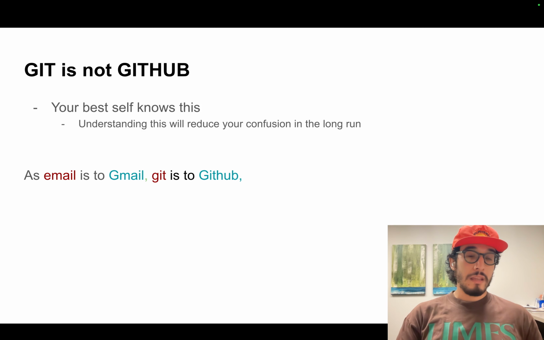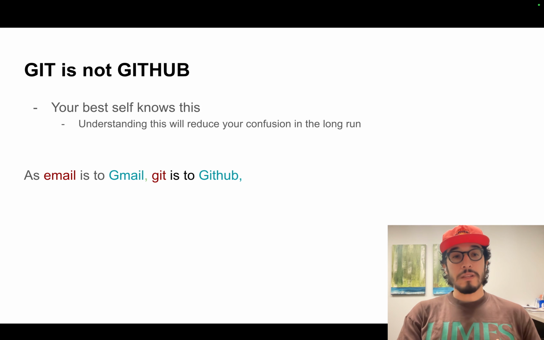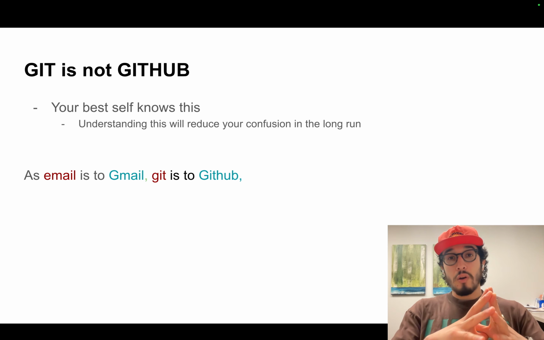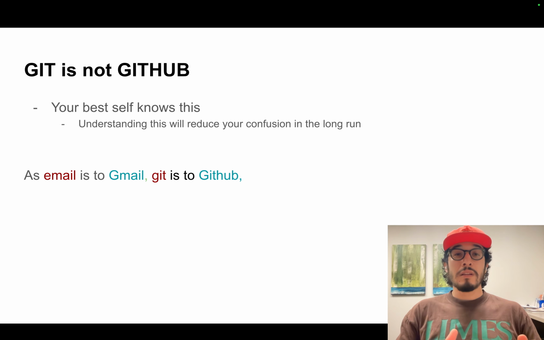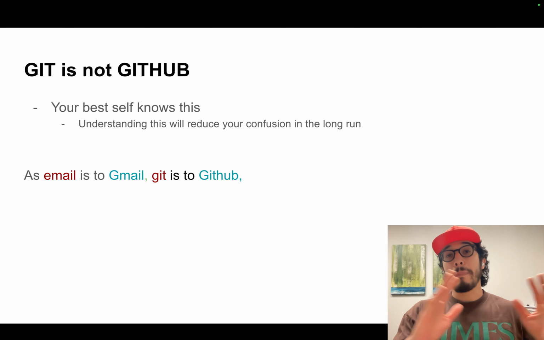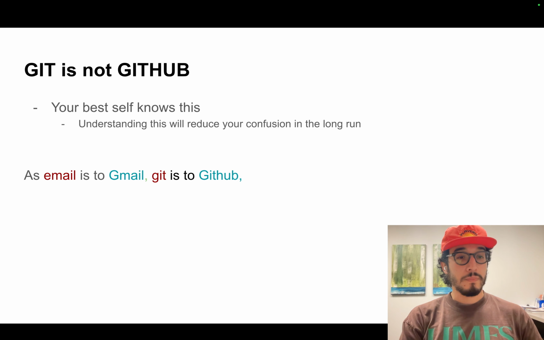Email is a protocol that's used by different providers like Gmail or Outlook, and they use that protocol to provide a service to all their users. Similarly, Git is a tool, and GitHub built a whole company around that tool to make it easier for developers to use that tool, among a bunch of other things now. So that's just something I want to get out of the way.